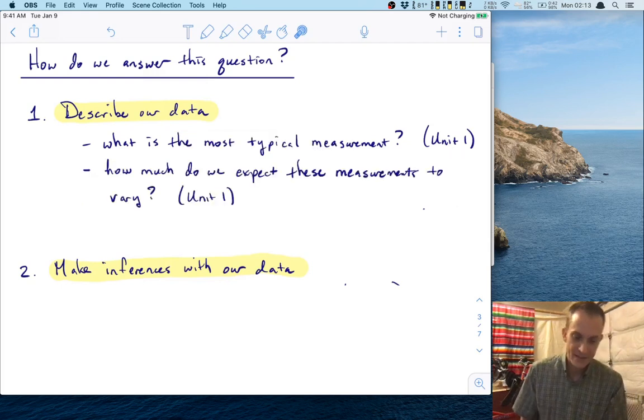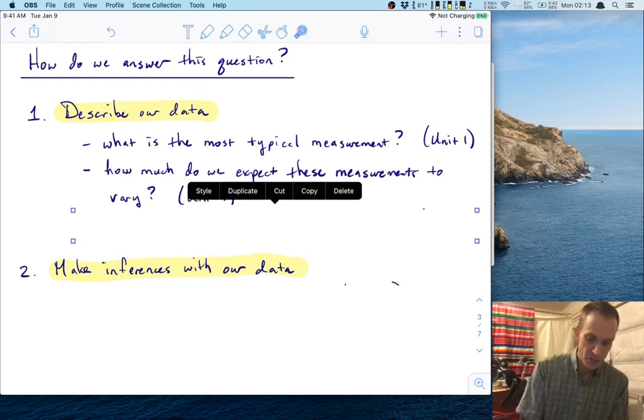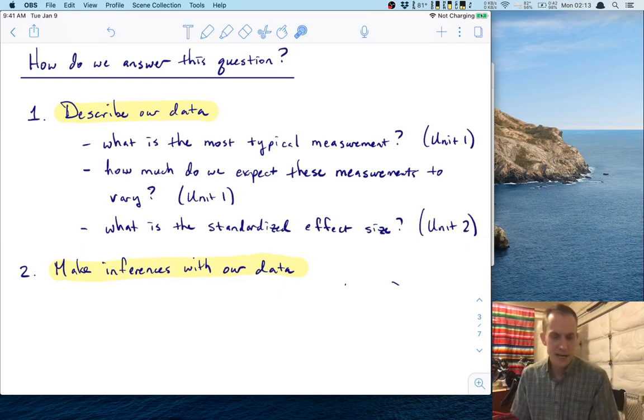But we can also ask, not only what is the most typical measurement, but how much do we expect these measurements to vary from each other? And that's also something that we'll talk about in this unit. And then finally, we might ask, what is the standardized effect size? This will be some new vocabulary for us, and that's something we're going to learn in Unit 2.